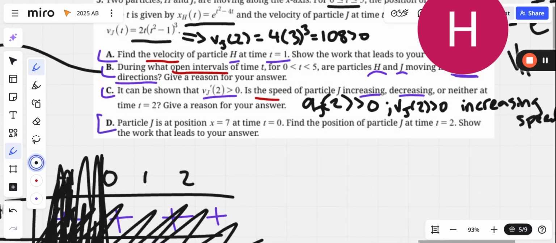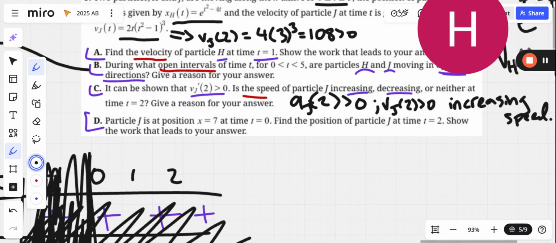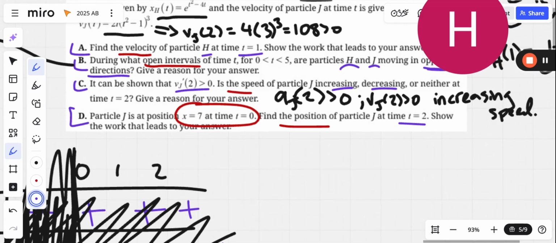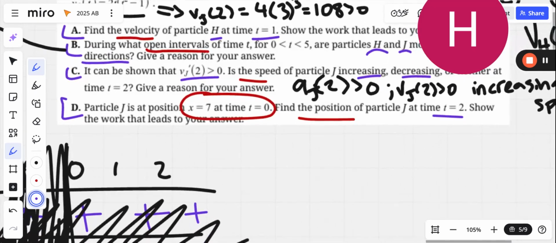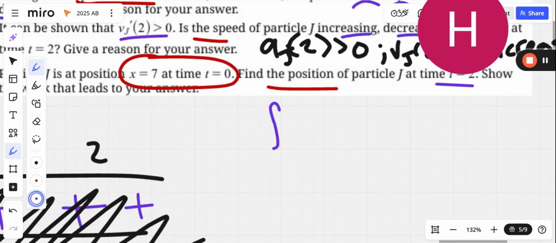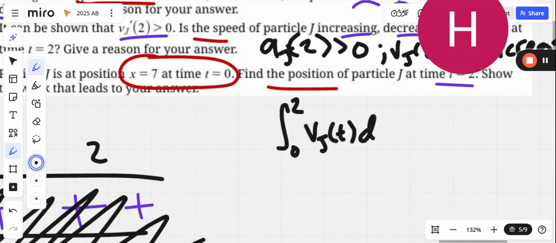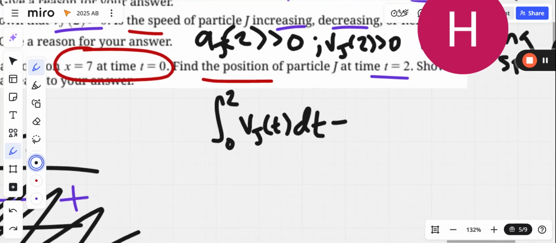Final part D. Particle J is at position x equals 7 at time t equals 0. So they're giving you this initial condition. Find the position of the particle at t equals 2. We're going to have to use the fundamental theorem of calculus for that. So in order to take particle J and get its position, we need the velocity, and then we have to take the integral of the velocity. So we say the integral from 0 to 2 of the velocity of J is going to be equal to x of 2 minus x of 0.